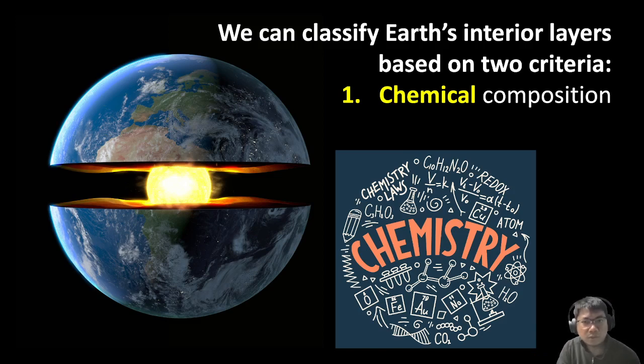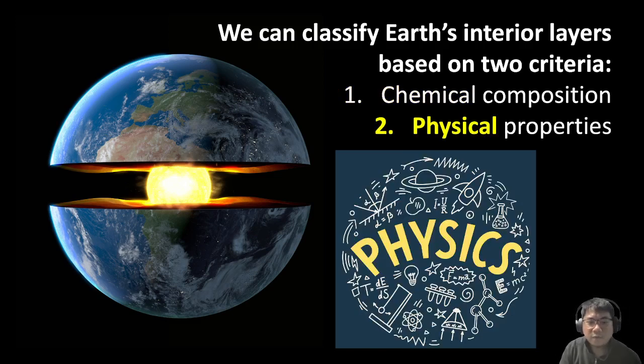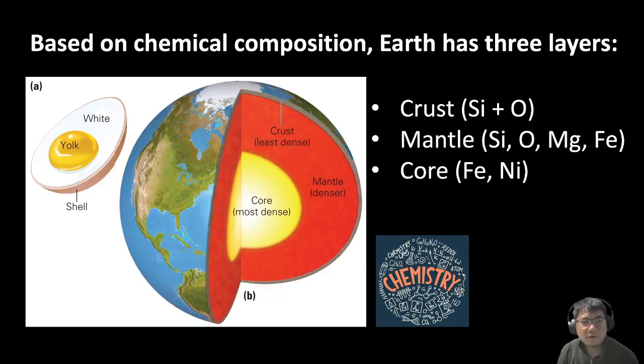In order to differentiate the Earth's interior layers, we need to learn about the two main criteria to classify the Earth's interior. The first one is based on the chemical composition, and the second one is about the physical properties of these layers. So let's start with the first one.